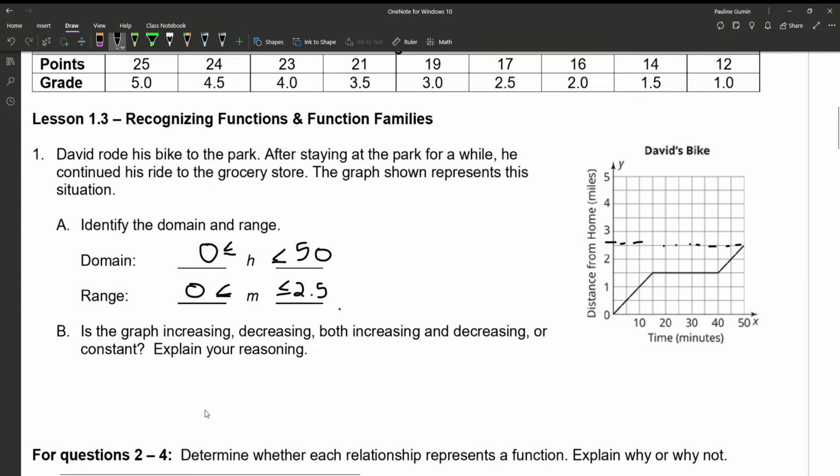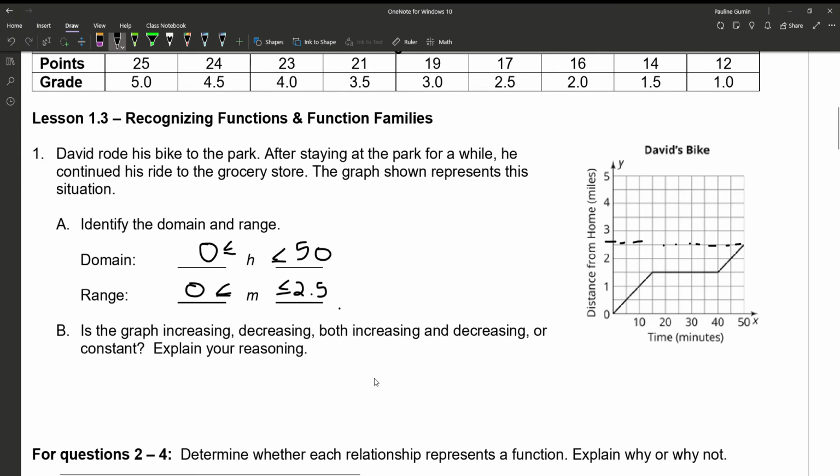All right. Letter B asks us if the graph is increasing, decreasing, both increasing or decreasing, or constant. And it asks us to explain. So explaining means show me your mathematical proof. Let's see. At the beginning of my graph, at 0, I start to rise upwards. So that means increasing. And it looks like I stop right about here. So between 10 and 20, that's 15. So I'm going to write I for increasing, 0 to 15.